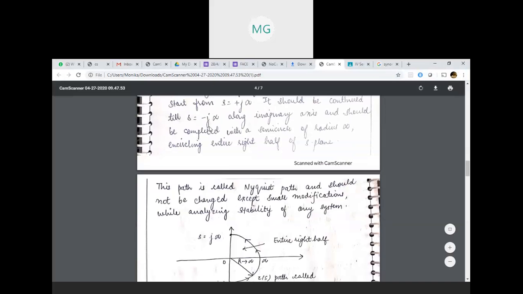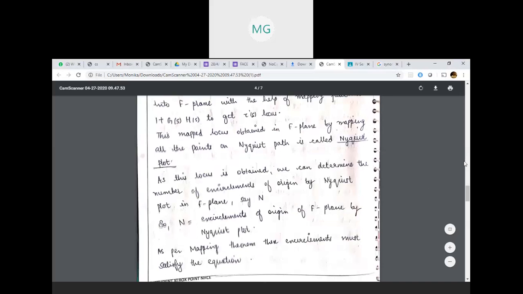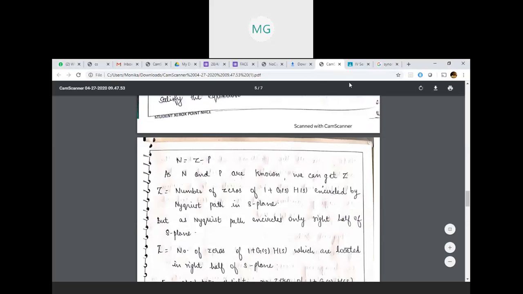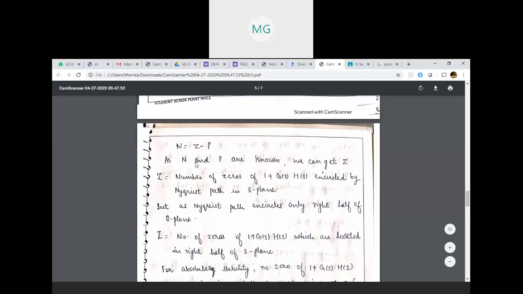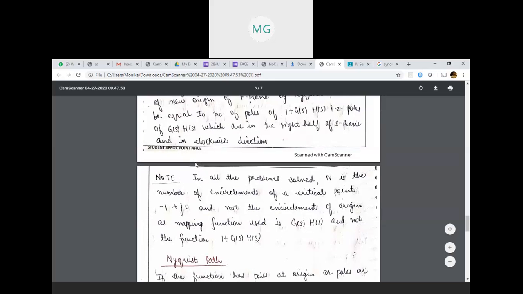this is your Nyquist plot which starts from j infinity, ends at minus j infinity. It encircles the entire right half of the S plane. Now, you have also understood that after using the theorem, it has to satisfy this equation. But since Z should be zero, the number of encirclements of origin is equal to minus P, where P is, what is P here? Can you tell me what is P?